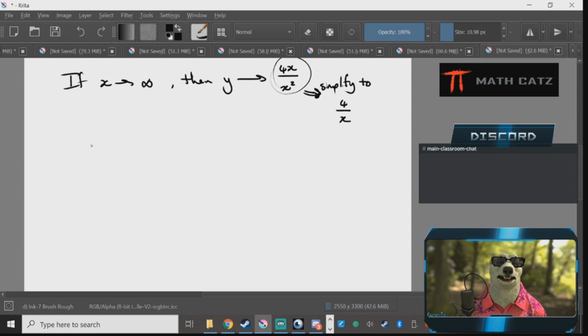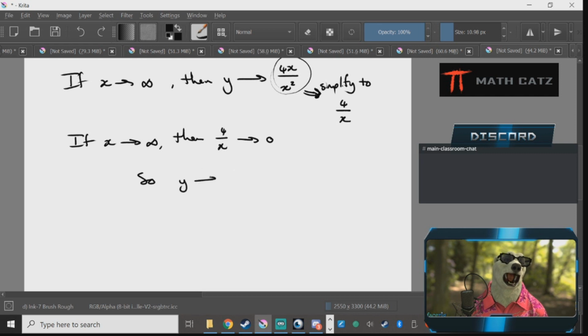However, that's not a big deal. I simply have to look at the behavior of 4 over x. Well, if x approaches infinity, then what happens to 4 over x? We've discussed this yesterday. It's going to go to 0. And so y is going to approach 0. Y behaves like the ratio of leading terms that I can simplify to make it easier for myself.